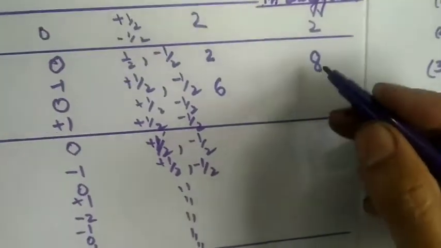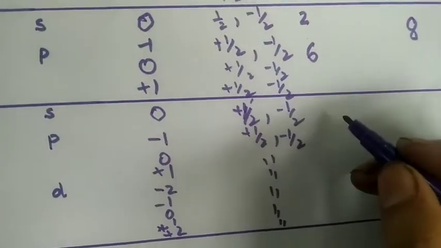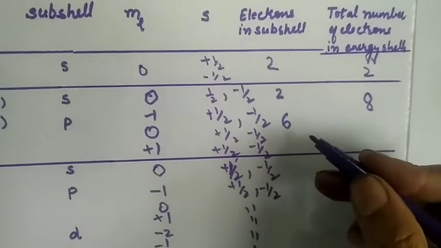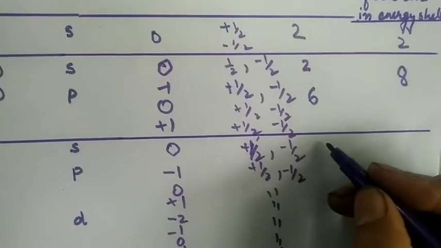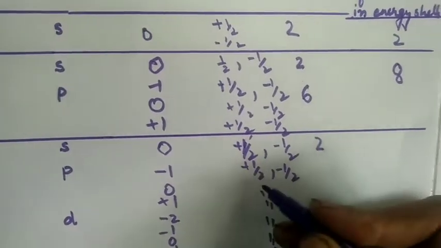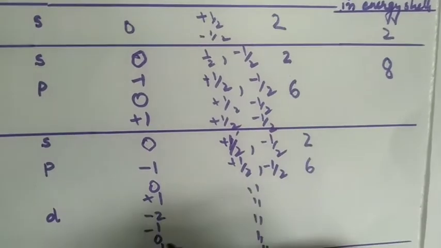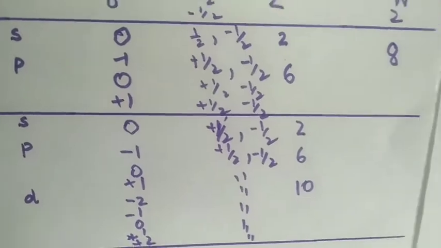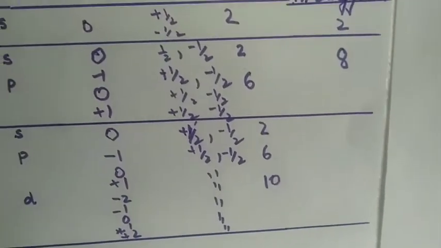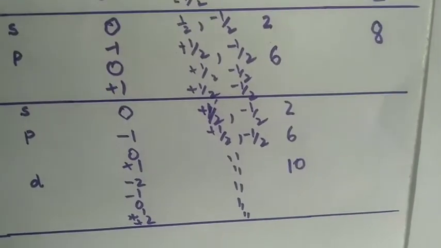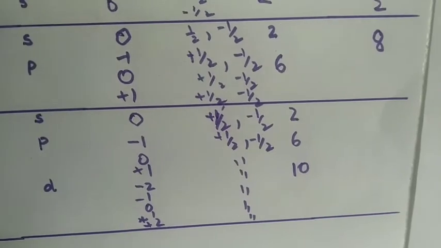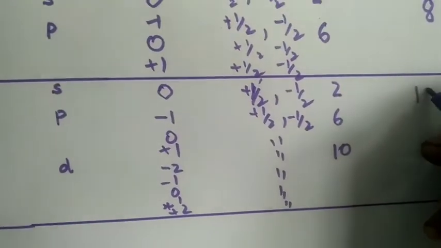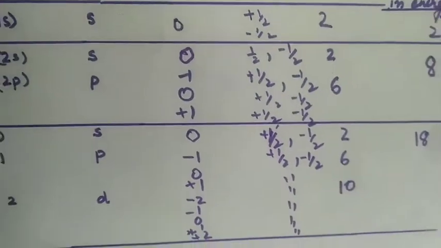And total electrons will be, electrons in S subshell will be 2, in P will be 6, and in D there can be 10. For 5 orbitals there can be 10 electrons. So in all, in the M energy level, there can be 18 electrons at the maximum.